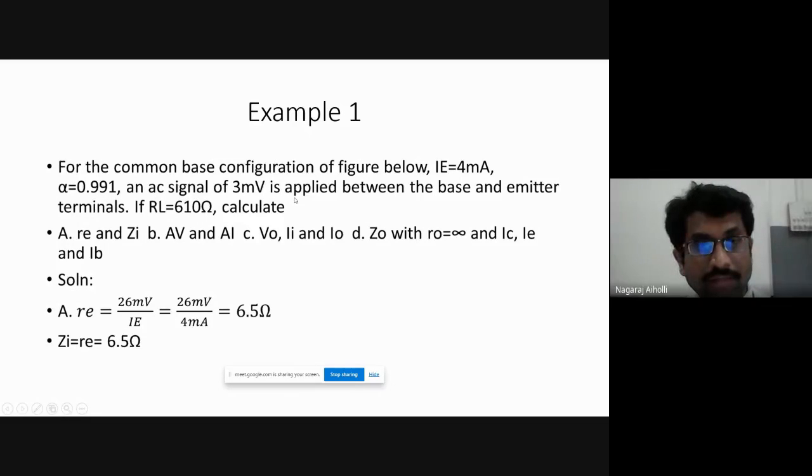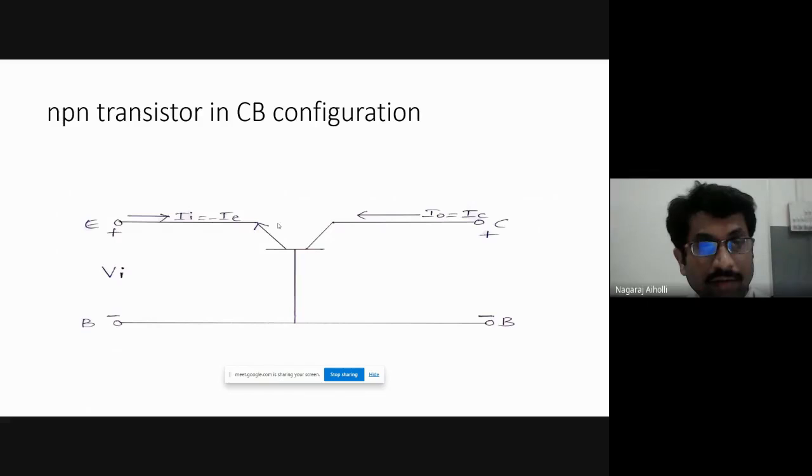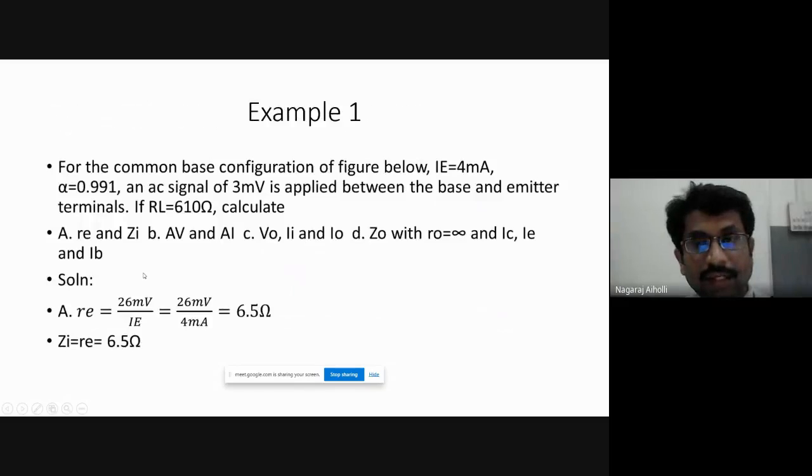An AC signal of 3 millivolt is applied. They have given VI, the input voltage, which is 3 millivolt, applied between base and emitter terminals. If RL is equal to 610 ohms, RL is the load resistance connected at the output side. Calculate RE. First one they asked is RE.